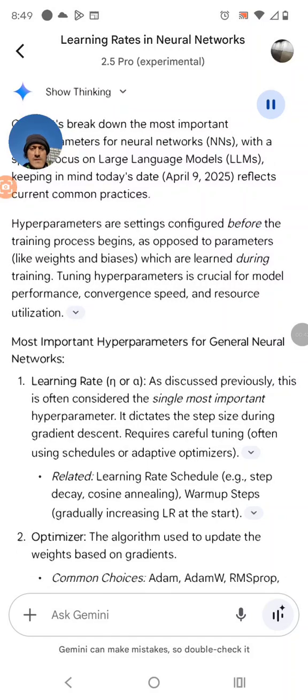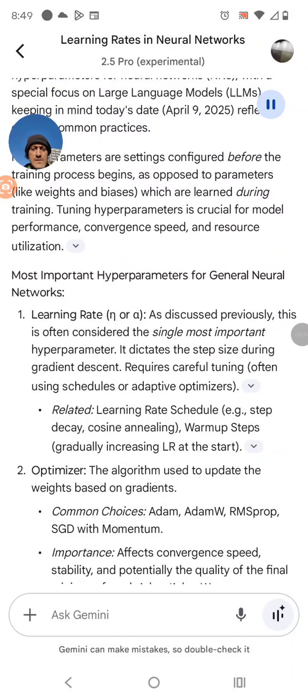Most important hyperparameters for general neural networks. 1. Learning rate, eta or alpha. As discussed previously, this is often considered the single most important hyperparameter. It dictates the step size during gradient descent, requires careful tuning, often using schedules or adaptive optimizers. Related, learning rate schedule, e.g., step decay, cosine annealing, warm-up steps, gradually increasing LR at the start.